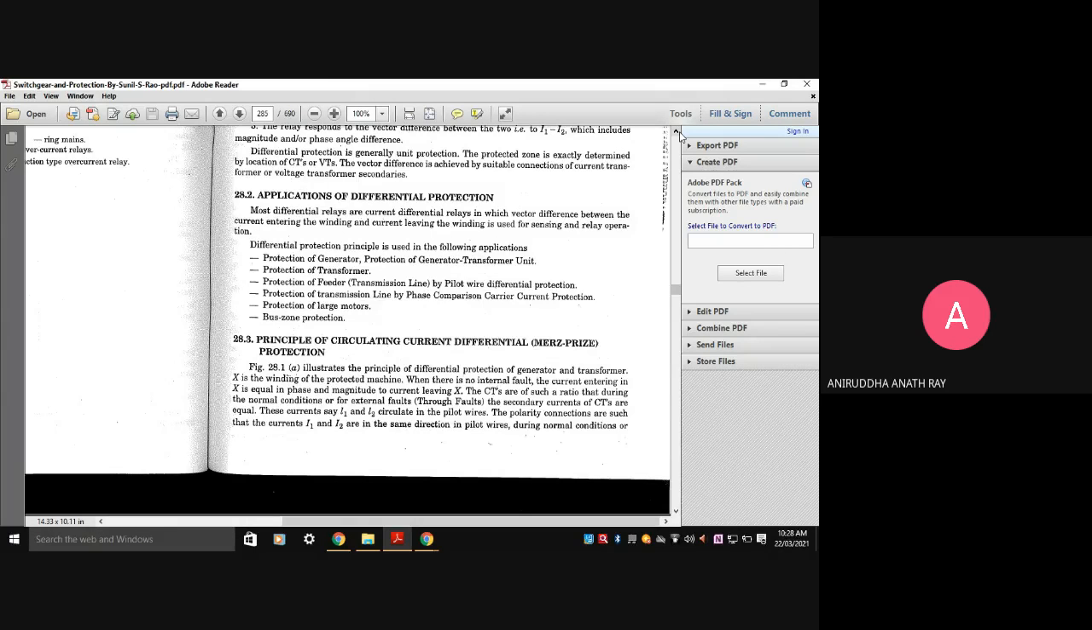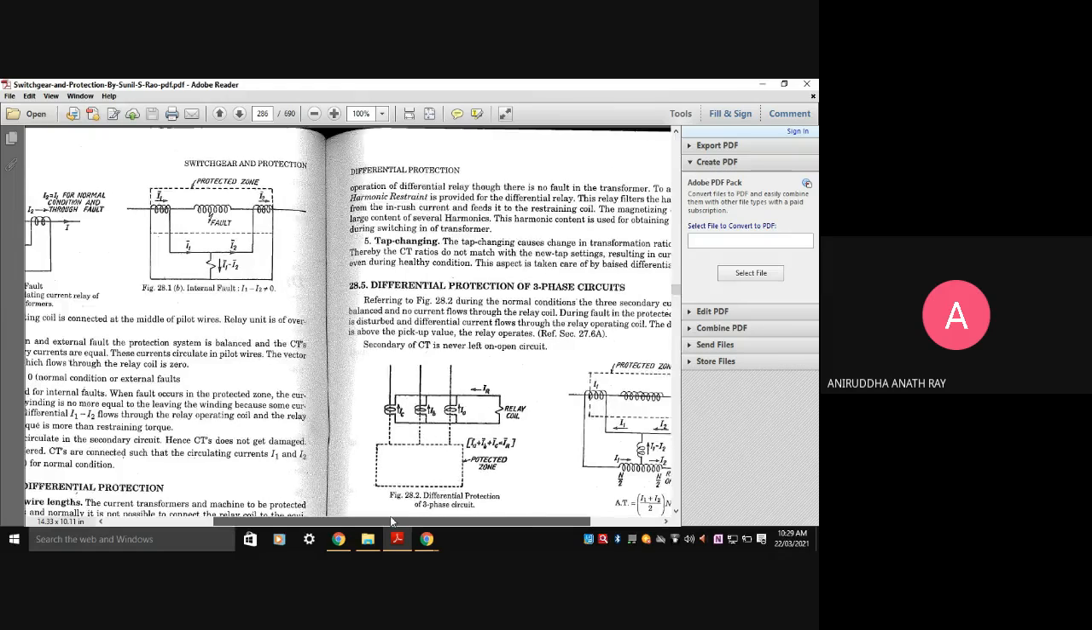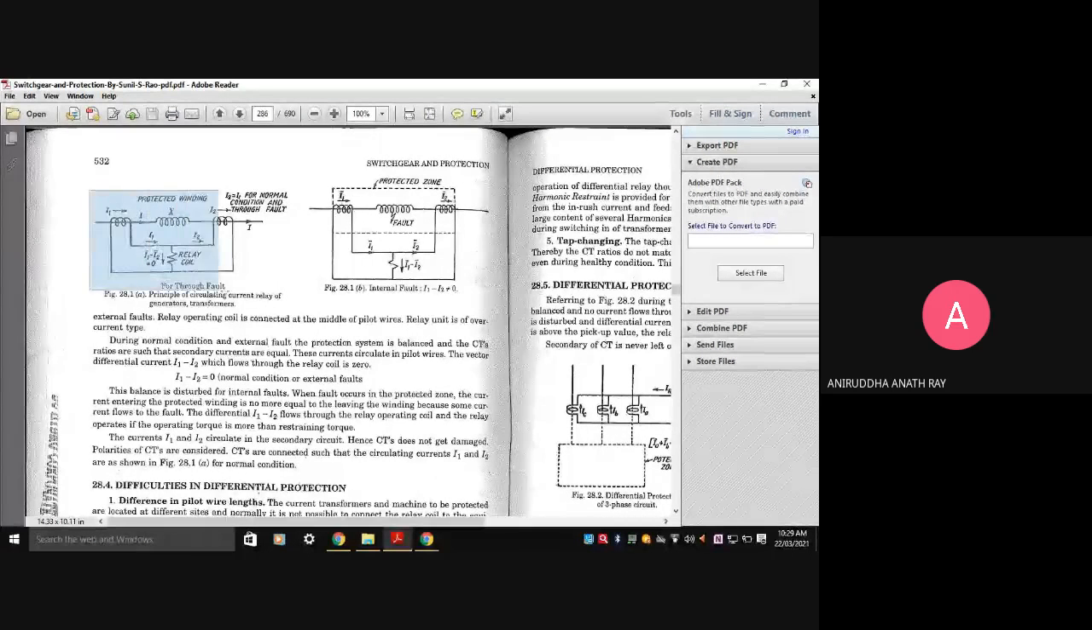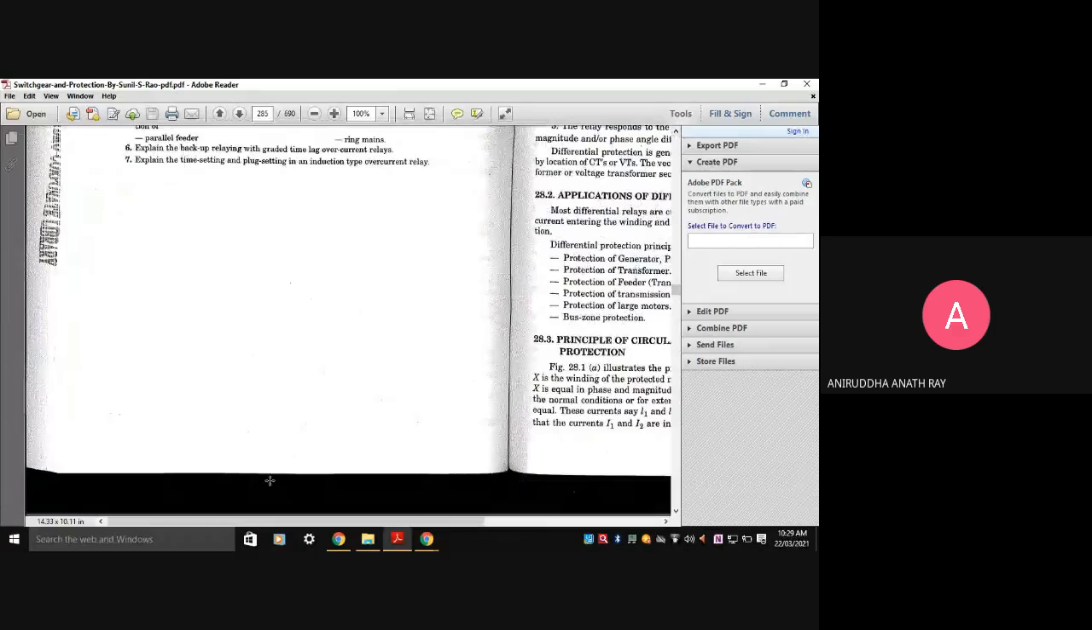Okay, the principle of circulating current differential, that is Merz-Price protection. Now, figure 28.1a illustrates the principle of differential protection of generators and the transformer. Let us look at figure 28.1a. This figure indicates the principle of the circulating current differential protection. As I told you, this is also known as Merz-Price protection.